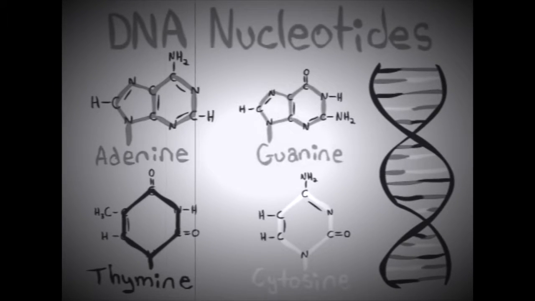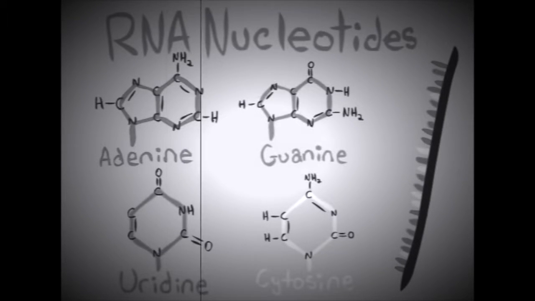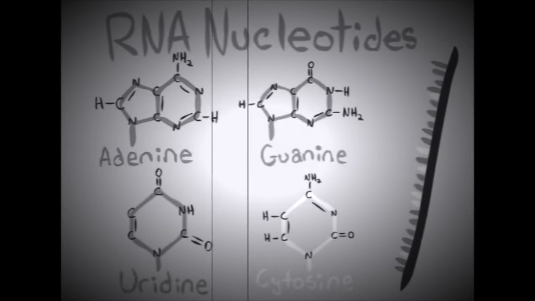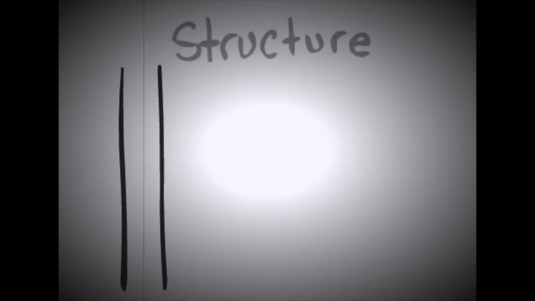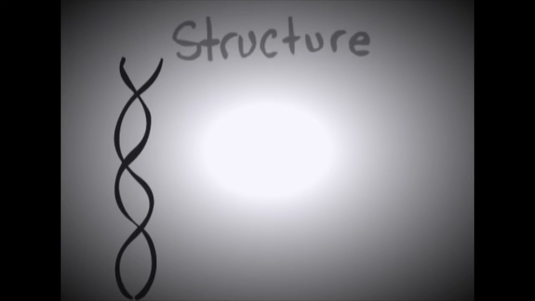First, DNA nucleotides and RNA nucleotides have different bases. While the bases for a DNA nucleotide are ATGC, the bases for an RNA nucleotide are AUGC, with U replacing T by pairing up with A. Along with that, DNA has the shape of a double helix, meaning it has two twisted strands. RNA has only one strand.